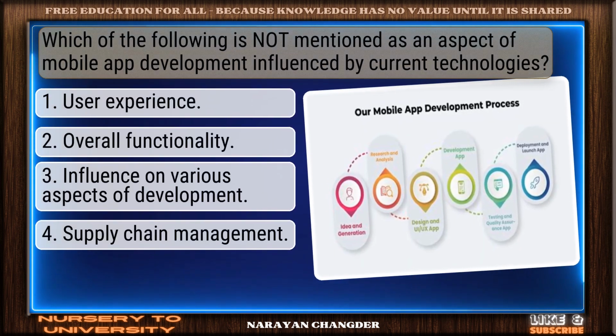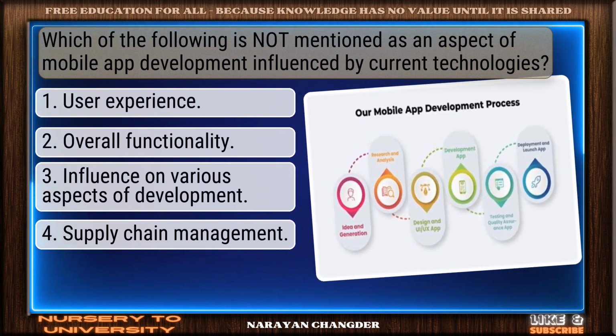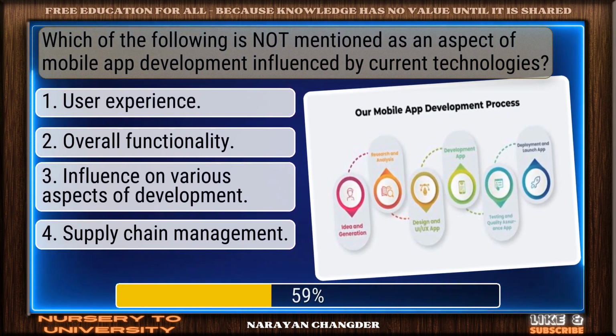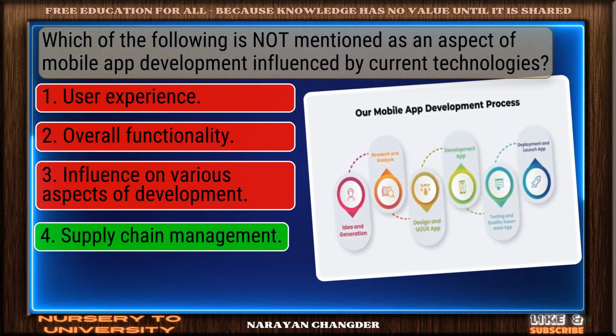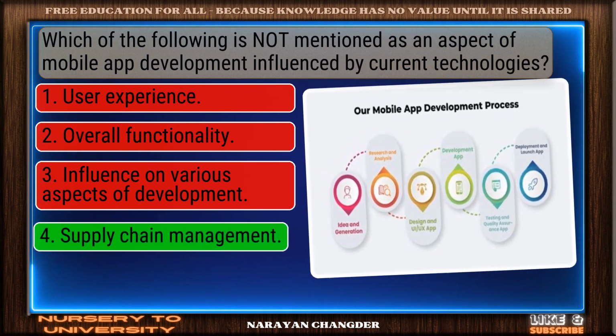Question number 13. Which of the following is not mentioned as an aspect of mobile app development influenced by current technologies? Correct response. Supply chain management is the most accurate answer.